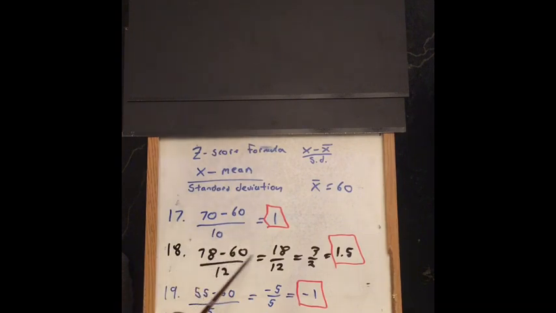And then you can see the calculations here. 78 minus 60 is 18, divided by the standard deviation of 12. You get 3 halves, or 1.5. And number 19, notice we have 55 minus 60 is negative 5, divided by 5 is negative 1.